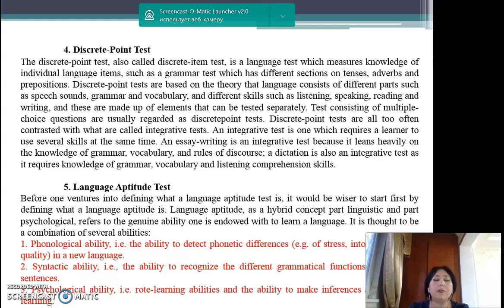The first ability is phonological, which is the ability to detect phonetic differences, for example, stress, intonation, and vowel quality in a new language. The second ability is syntactic. It is the ability to recognize the different grammatical functions of words in sentences. The third ability is psychological, which is rote learning ability and the ability to make inferences in inductive learning.